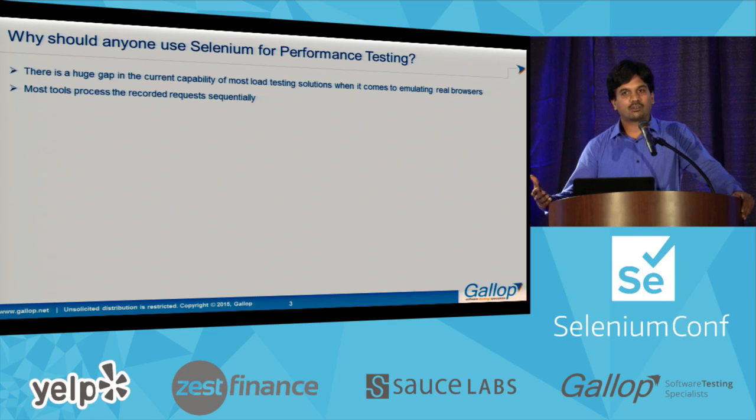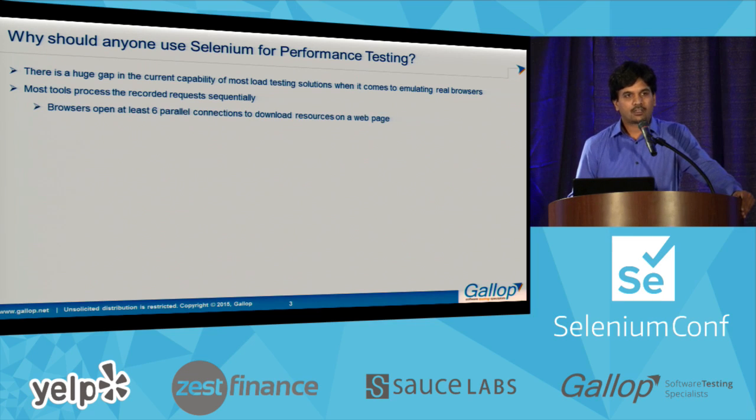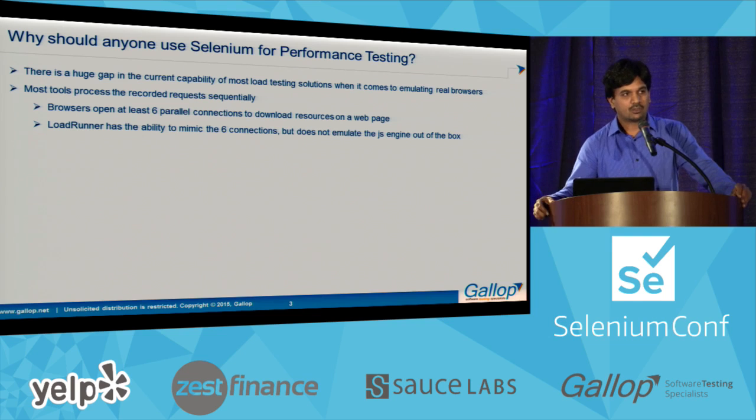They play back your requests sequentially rather than opening up 6 concurrent connections like a normal browser does. A couple of tools have this capability. For example, LoadRunner does have this capability of emulating 6 parallel connections, thereby getting your performance numbers close to what your end users might see. But then there is a problem with the JavaScript engine, which is not supported out of the box for LoadRunner or any performance testing tool.